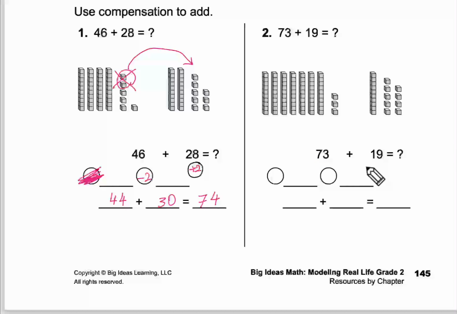So I need to add here how many? 1. So I take this one from the 73. I will erase this, I don't need this. Minus 1. Okay, so I take 1 from the first number here and give it to the second one. So the first is 72. And what about the second? 20. So it should be 92. Excellent, my hero. Excellent. Thank you, Ali. Okay, my heroes. Any problems with compensation?